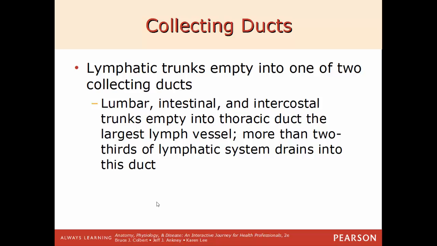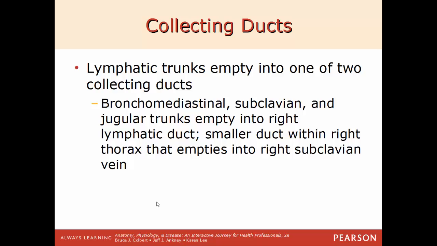The lumbar, intestinal, and intercostal trunks will empty into the thoracic duct, which is the larger of the two collecting ducts. Roughly 2/3 of the lymphatic system will empty into this particular duct, the left lymphatic duct, or the thoracic duct. The bronchomediastinal, subclavian, and the jugular trunks will empty into the right lymphatic duct.